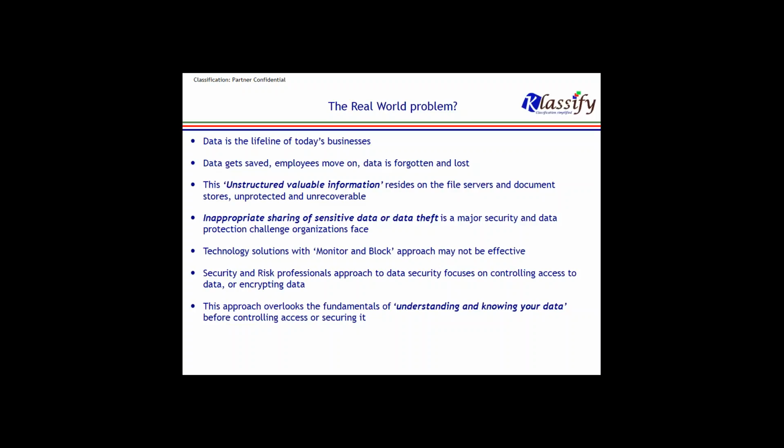Well, we call this data unstructured valuable information that resides on the file servers and document stores. And it remains unprotected, unrecoverable when needed the most. And why so? Because organizations do not know where to find it. So that's the biggest quandary that most of the organizations are facing today.